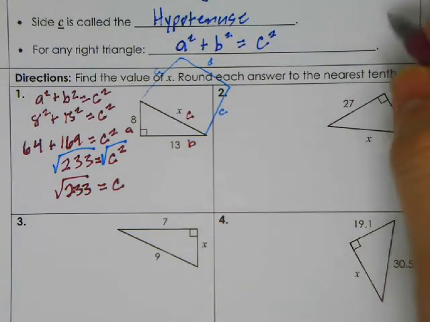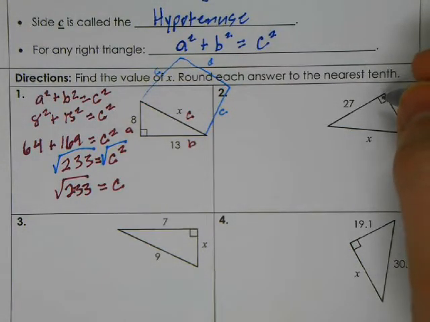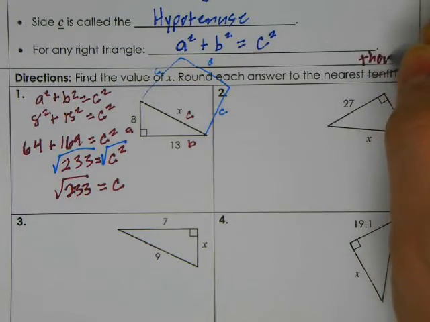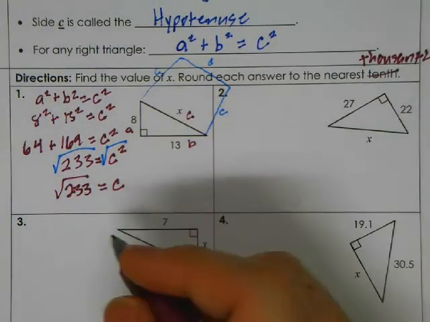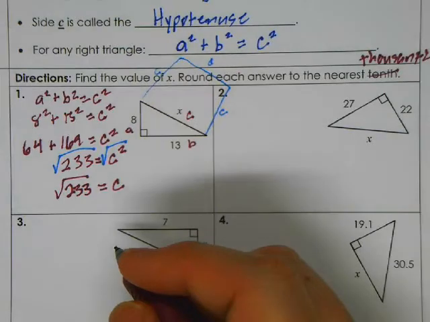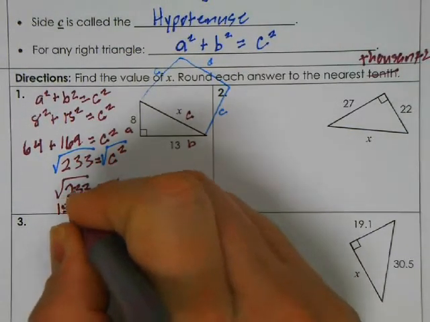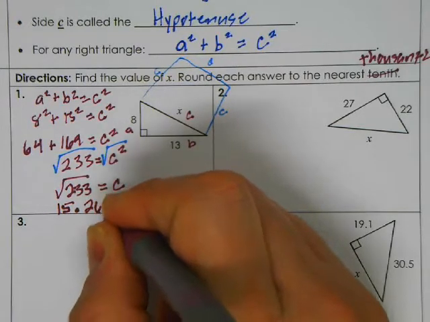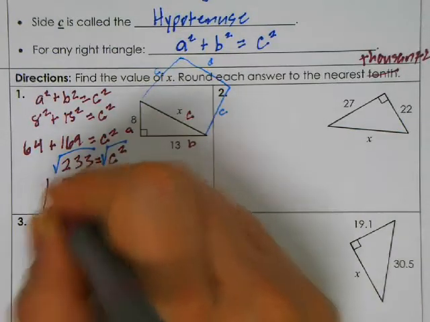Now for us, because we're training to be in an AP class at some point, we won't go to the nearest tenth, we'll go to the nearest thousandth, meaning 3 decimal places. So this would be approximately 15.264 for the length of the third side.